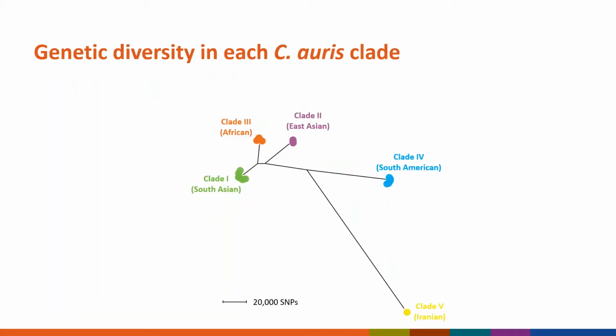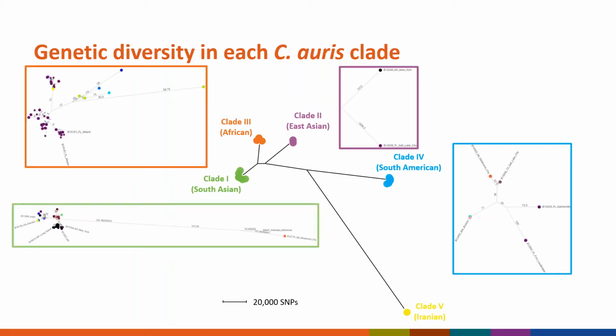And then when we look at the tree, this is how you can see it, and you look at the scale, these clades are really different from one another. So we're seeing tens to hundreds of thousands of SNPs different, and that can be up to about 1% of the genome. C. auris has 12 million base pairs about. And then when you zoom in and look within the clades, we still see a fair amount of genetic diversity, and we still also see a lot of strong phylogeographic structure there. So C. auris lends itself really well to molecular epi.